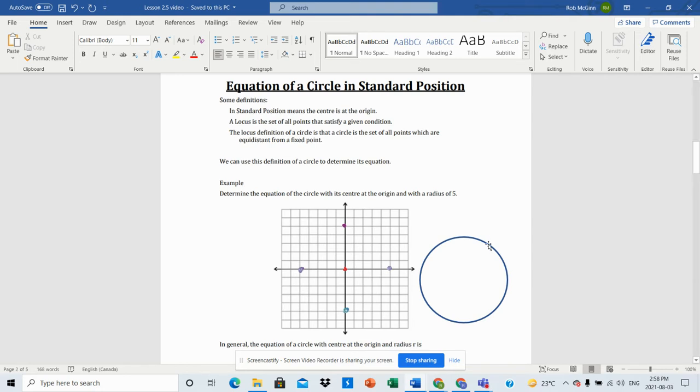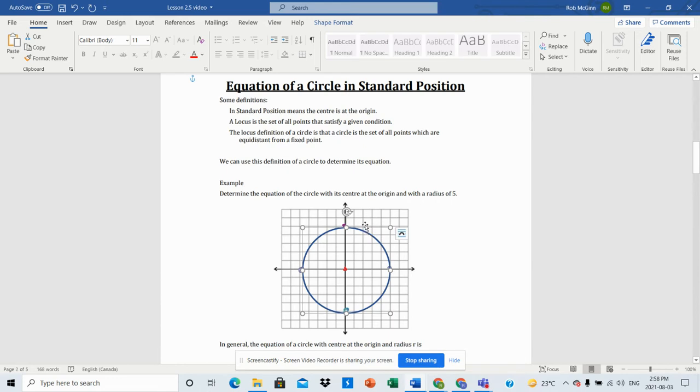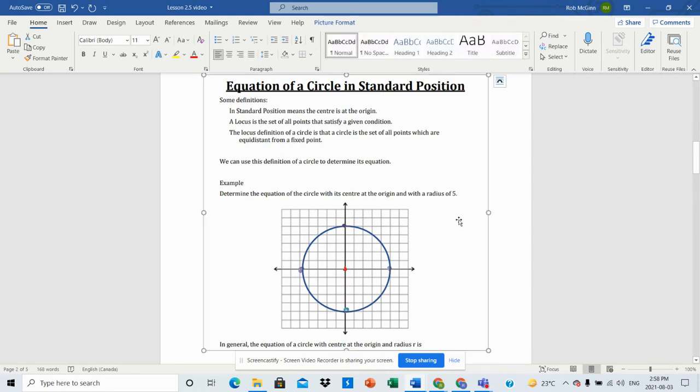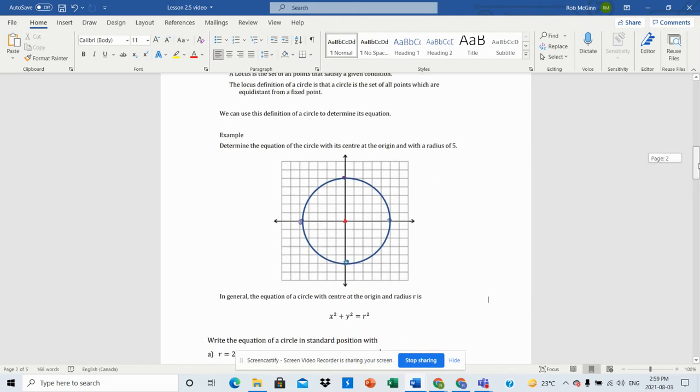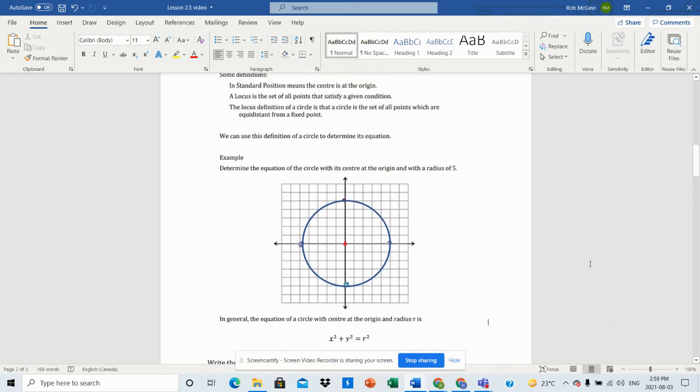So if we want, we can even put a circle right in. We know that it's got to touch those points. There we go, not too bad. So there's our circle. In general, the equation of a circle with the center at the origin and a radius of r is given to us by x squared plus y squared equals r squared.